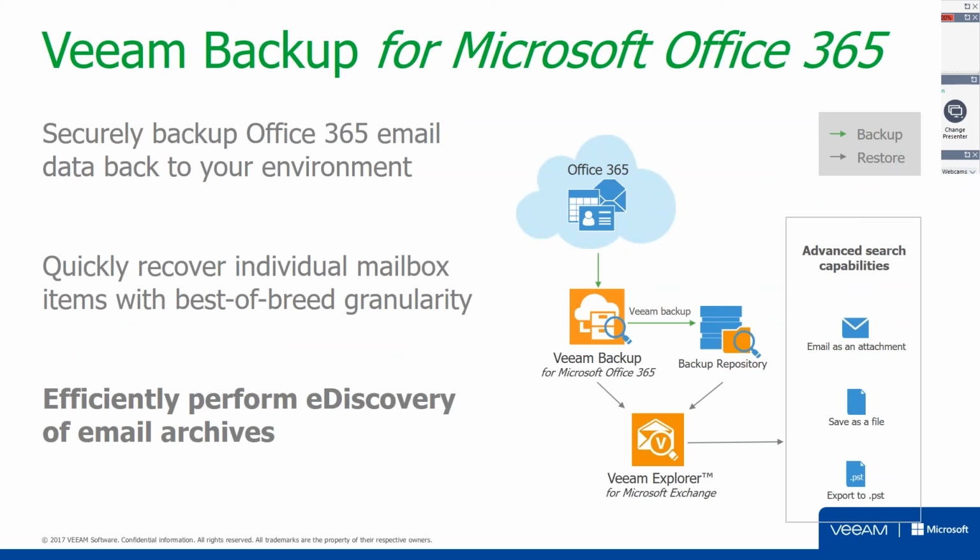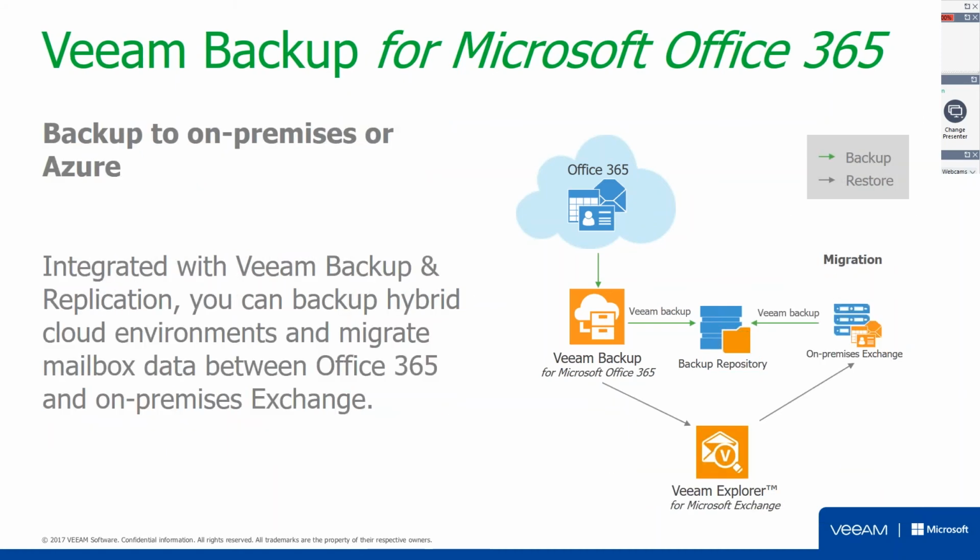I have flexible restore options, so I can back up to local repositories, I can back up to Office 365 or Azure repositories. My restore options include restore to Office 365, restore to on-premises Exchange. I can restore email as an attachment, just send it right back to myself or to anyone else for that matter, save it as a file, or export it to a PST. So really a lot of different options in terms of flexibility in recovery.